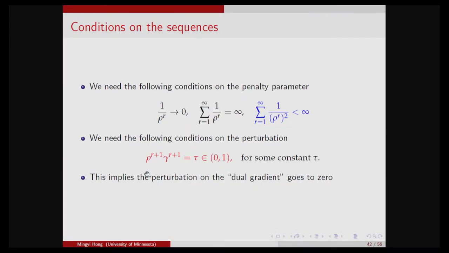So as I said, the rho goes to infinity, gamma goes to zero, and the product is a constant from 0 to 1. This implies that when I perturb the dual, the perturbation goes to zero, since gamma goes to zero. With this change, I can still argue for the convergence to a first order stationary point, but not the second order. Because the problem is very difficult. You have non-smoothness of constraints. It's not quite clear what we mean by the second order condition anymore.